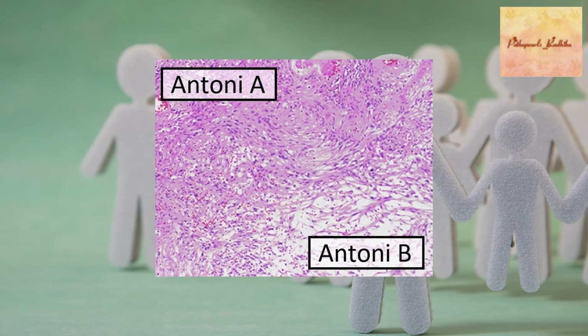Okay. And in Antoni B areas, what happens? You have these white colored areas, right? Those are nothing but myxoid change. So you have very few spindle cells which are interspersed with these loose extracellular myxoid areas. So you are having an Antoni A and Antoni B area.